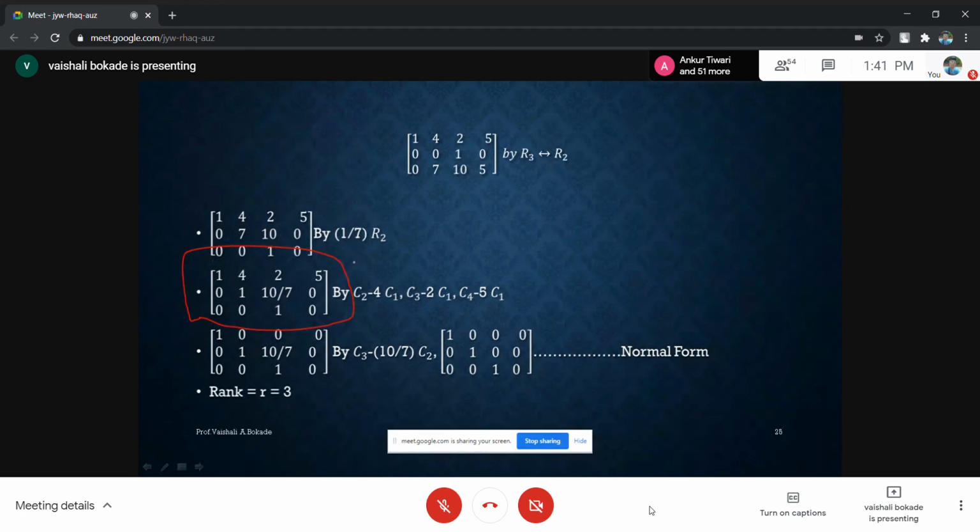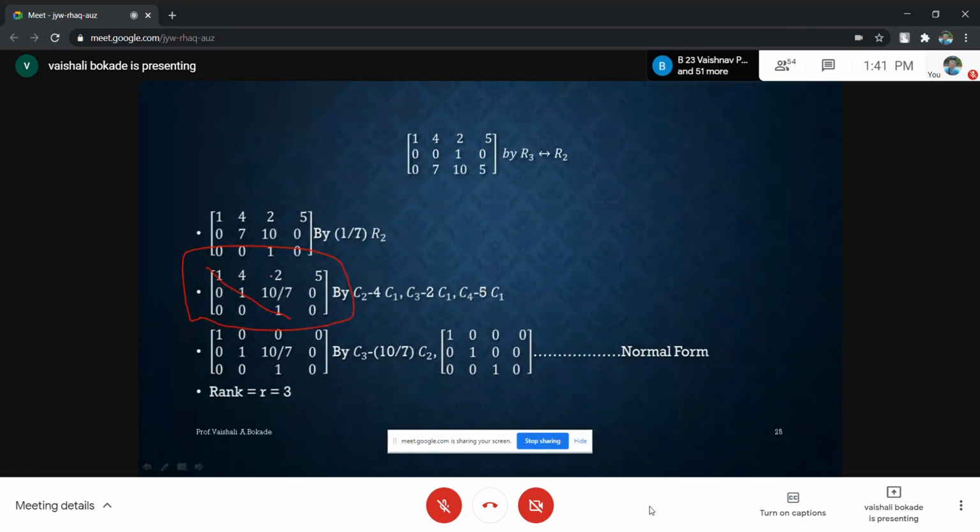It is echelon form because I have diagonal entries as 1, 1, 1. Below that, all entries are 0. Above the diagonal, the entries may be 0 or non-zero. What I require is that below the diagonal all entries are 0.